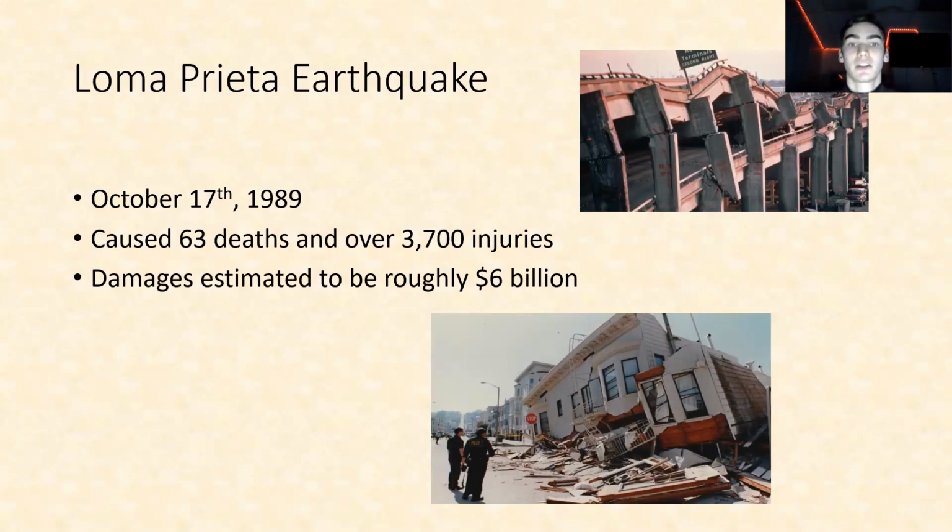One example of a destructive earthquake was the Loma Prieta earthquake. This earthquake occurred October 17, 1989, and caused 63 deaths and over 3,700 injuries. And the damages that were caused due to this earthquake were estimated to be roughly $6 billion worth of damage. You can see a couple pictures here of the Loma Prieta earthquake and what it caused.